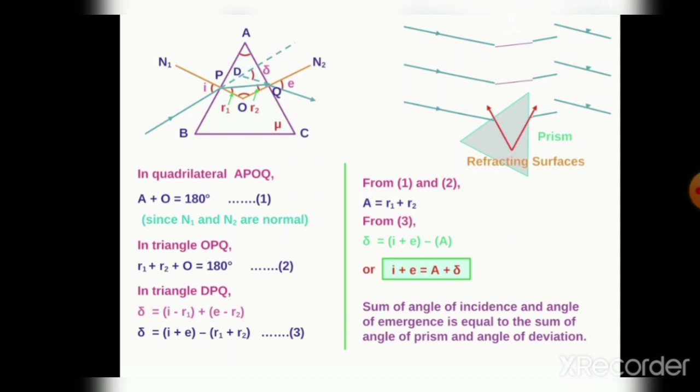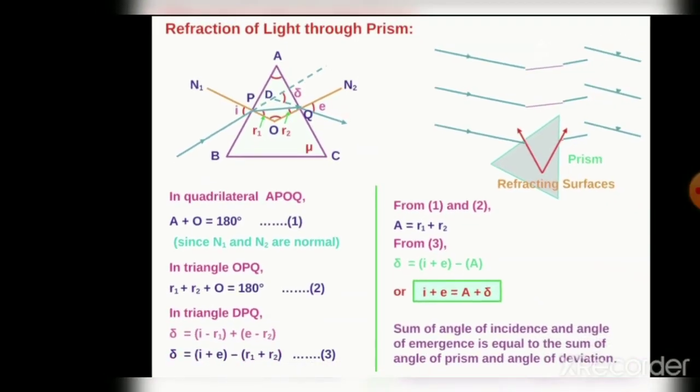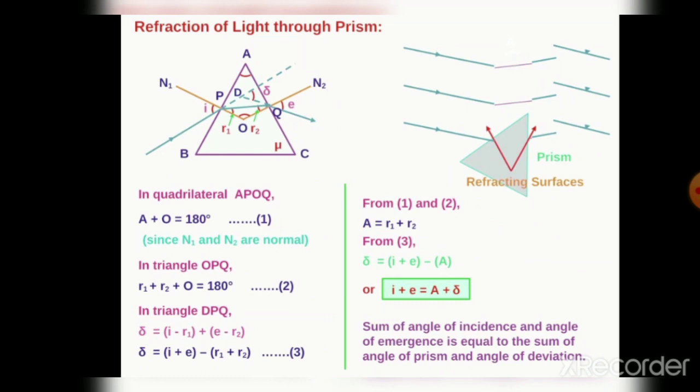Similarly, you can find it for the other triangle, D, P, Q, from the figure. So here you can write delta is equal to I minus R1 plus E minus R2, using a maths law. Remember, from 1 and 2 we know that A plus O is 180 and R1 plus R2 plus O is 180. You can write that A is equal to R1 plus R2.